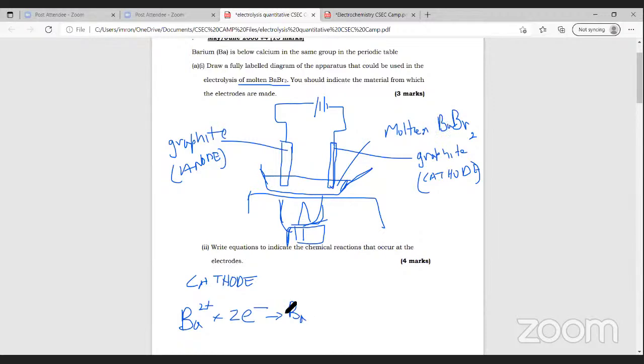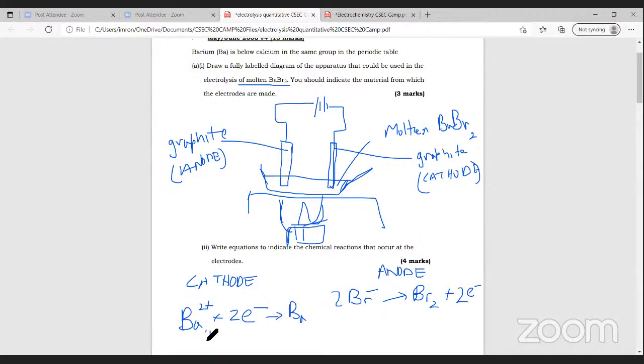and then at the anode, right? Remember, this is a molten salt, so we only have 2 ions, 1 cation, 1 anion. So the bromide ions, right, would give up electrons. So we know that they're going to give up electrons. All right, but we know that bromine is going to form bromine, which exists as Br2. So we need 2 bromide ions, and each bromide giving up 1 electron. So we're going to get 2 electrons here. All right, so those are your reactions.